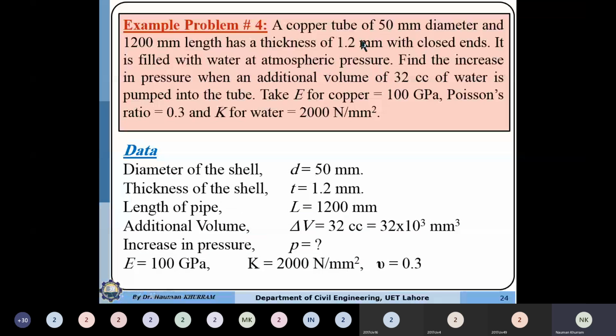A copper tube of 50 millimeter diameter and 1200 millimeter long has a thickness of 1.2 millimeter with closed ends. It is filled with water at atmospheric pressure. Find the increase in the pressure when an additional volume of 32 cc of water is pumped into the tube. The E value of copper is taken as 100 gigapascal, the Poisson ratio is 0.3, and the K value of the water is 2000 Newton per millimeter squared.